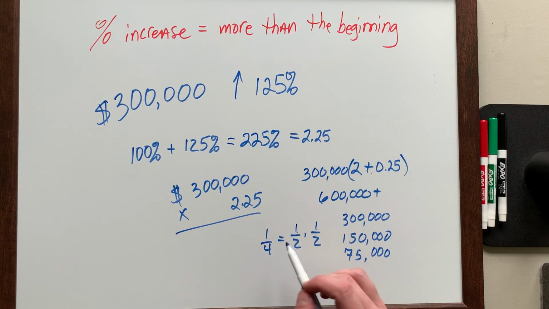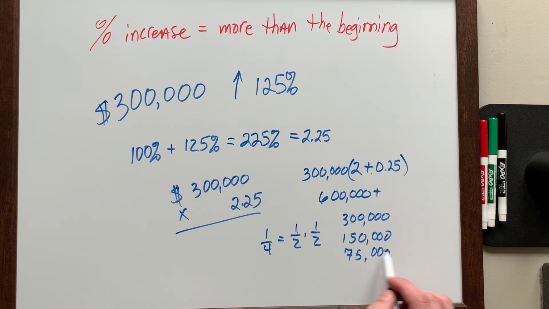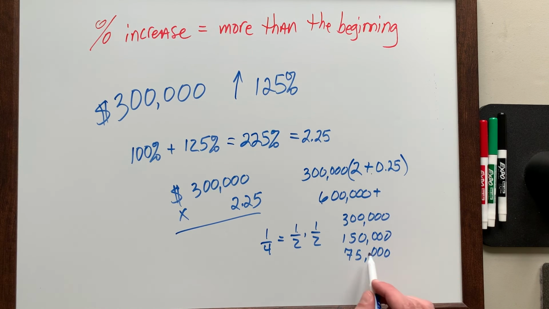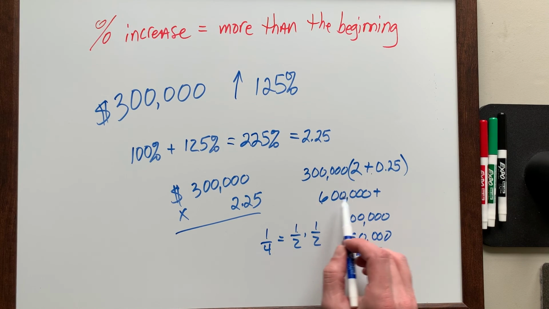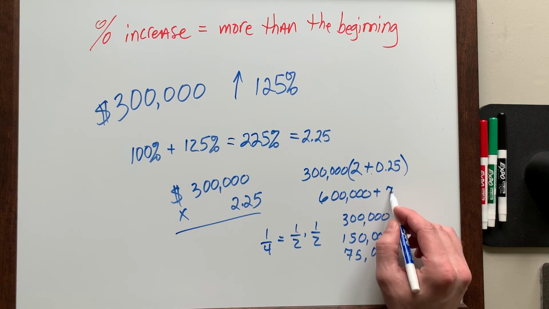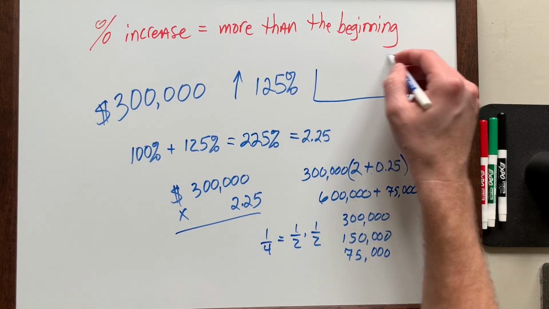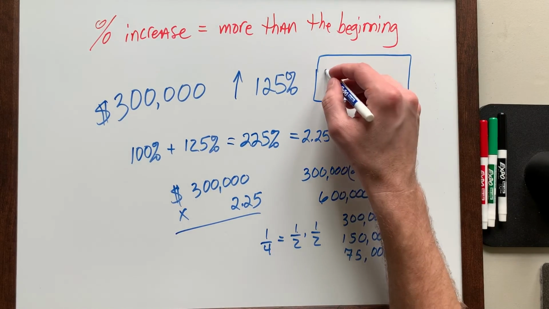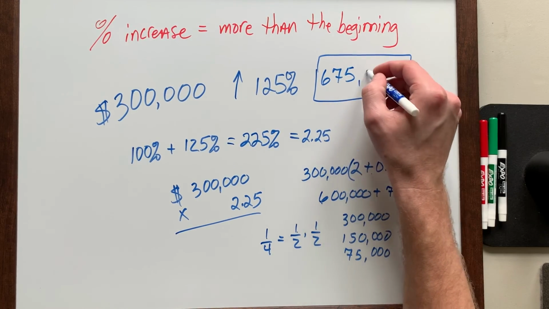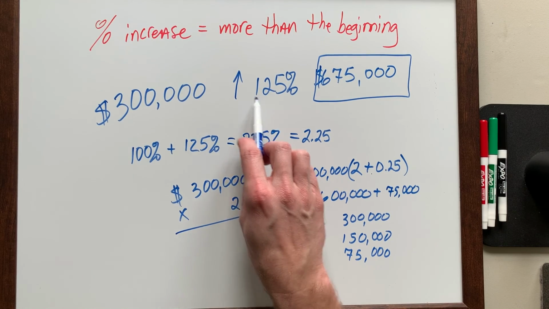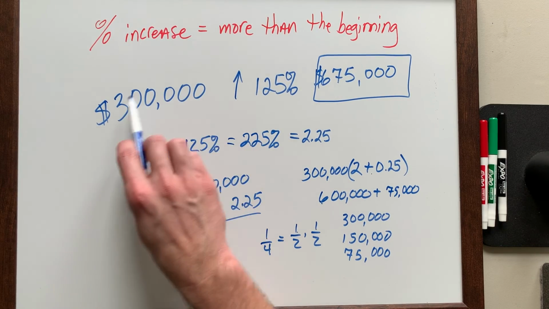You can use a calculator if you want. It's good practice to do it by hand, but I just wanted to show you another way to think about this. So the quarter, the 0.25 times 300,000, is 75,000, and then we have our 2 times 300,000, which is 600,000. So if I put this over here, the new average price is $675,000, which is a 125% increase of 300,000.